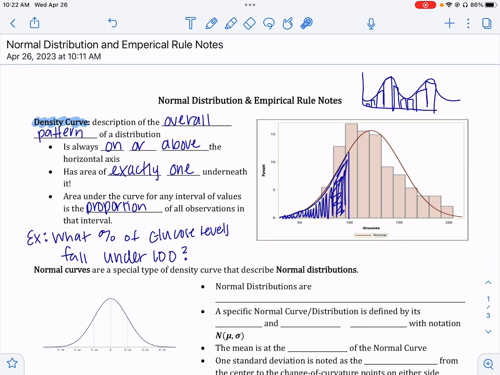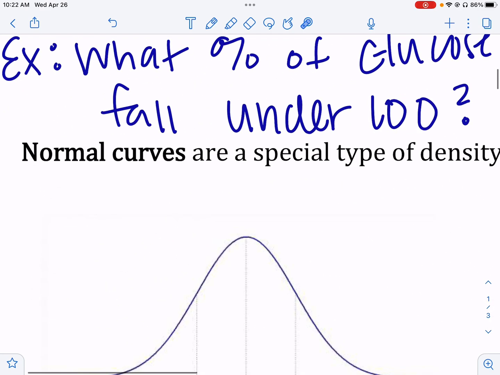The area beneath the curve in between any 2 parts would be the percent of the data that falls within those 2 parts. And then also, the area beneath it would be exactly 1 because it represents the area of the entire thing, which represents all of your data. So for our class, as a very introductory class, we want to know just about what are known as normal curves.